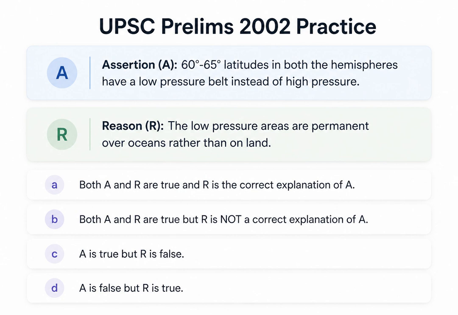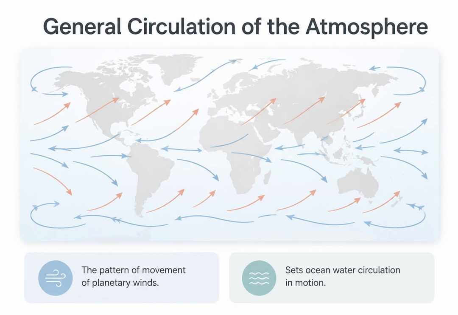As we learned, the subpolar low exists due to dynamic factors, the convergence of westerlies and polar easterlies. Therefore, both statements are true, but R is not the correct explanation for A. The answer is B.